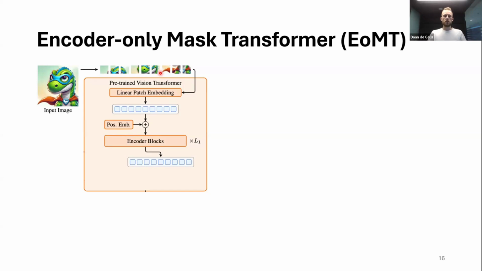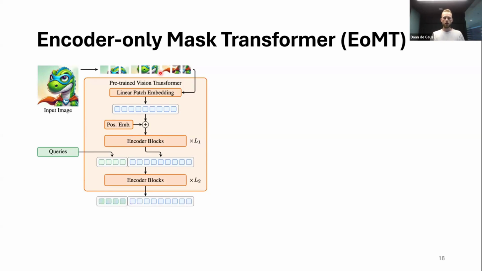Now, after this 20th block, something interesting happens. At that point, we take the patch tokens and we concatenate the learnable queries to them, so that we now have one larger set of tokens that we then feed through the remaining encoder blocks in this vision transformer, in which, of course, the model applies self-attention between all of these tokens.